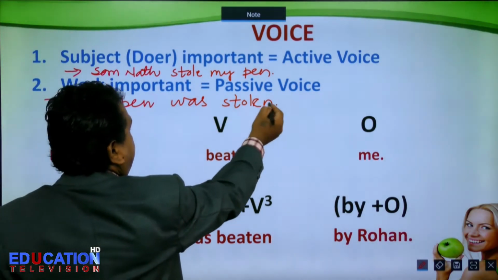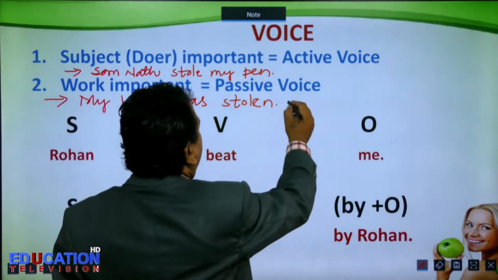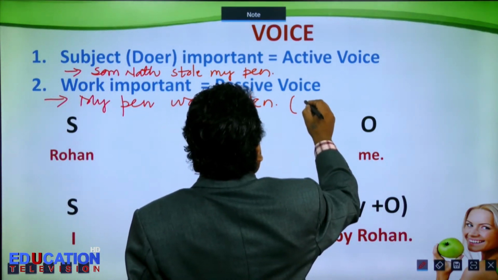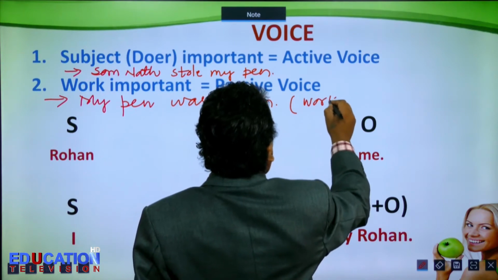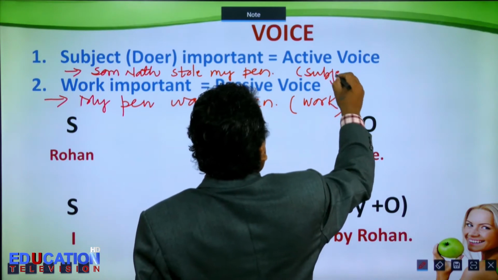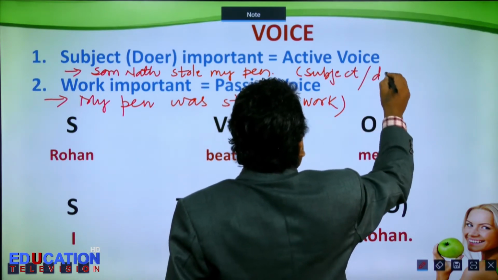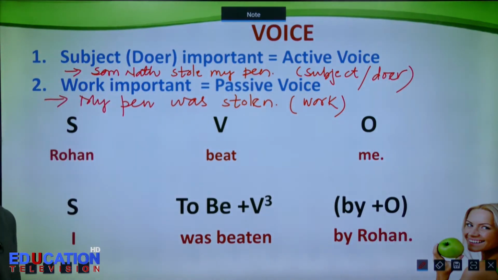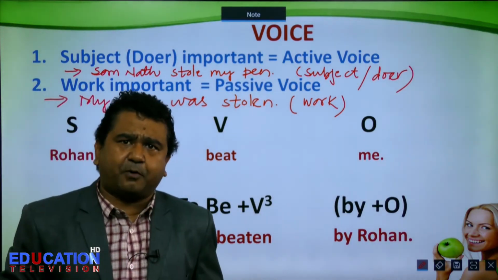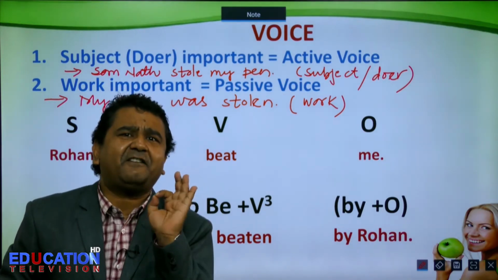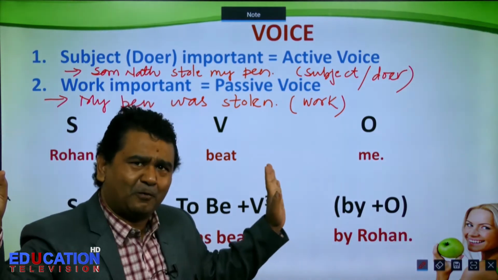My pen was stolen. So here what is important? Subject, which we say doer, is important. Now, how do you convert the active voice into the passive? There's a rule. A very, very simple rule.